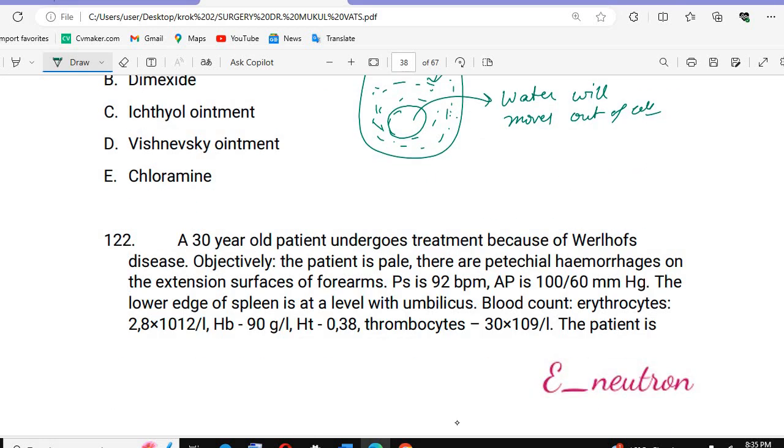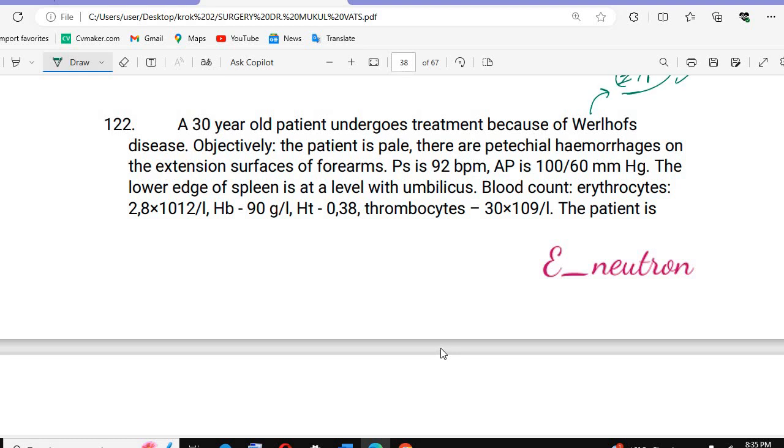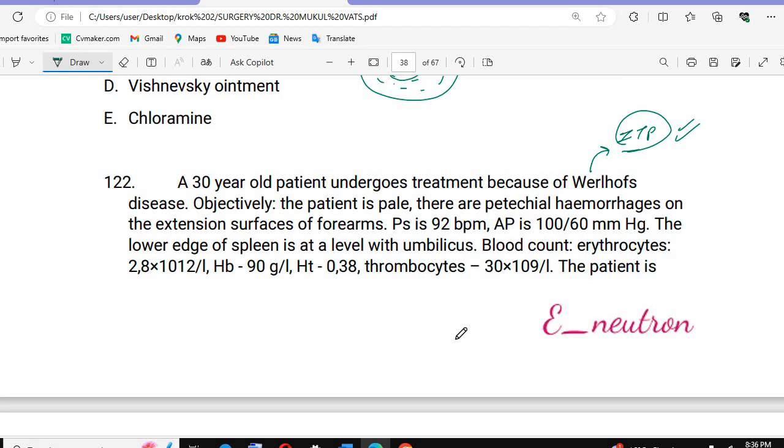After that, the next question: Werlhof disease, what is another name? Idiopathic thrombocytopenic purpura. Most of the questions we have already done. So you just need to revise whatever we have studied. If you have revised the previous things, then you can definitely pass this exam with more than 80%. I'm not saying 90%; you can say 90% when we complete the full syllabus. But still, if you have done everything from pediatrics, gynecology, surgery, and the rheumatology part also, then you would be able to do around 80% of the questions.